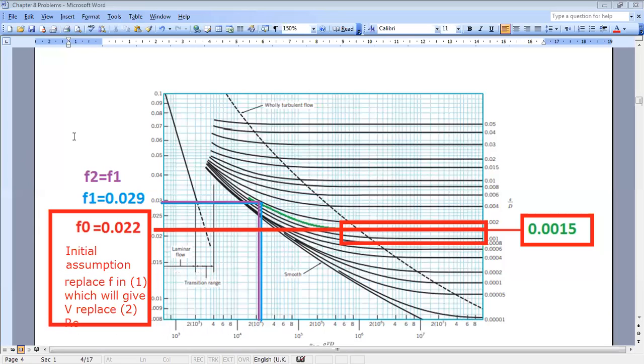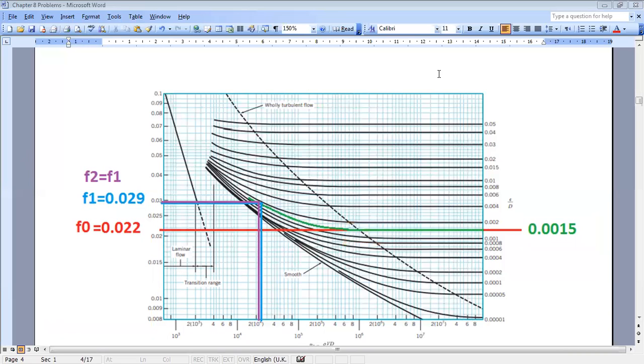Okay. The whole idea here is that when you use the Moody chart, you need two inputs to find the third one. So what to do if I have only one input and I want to find the other two? The first thing I should do is write equations relating my variables. And the first equation you can write is always the energy equation. So the energy equation will give you a first relation.